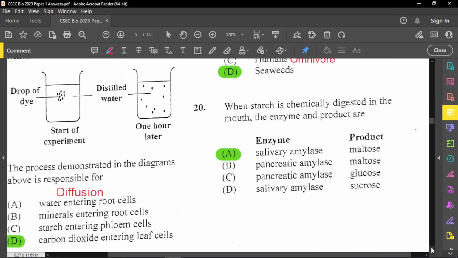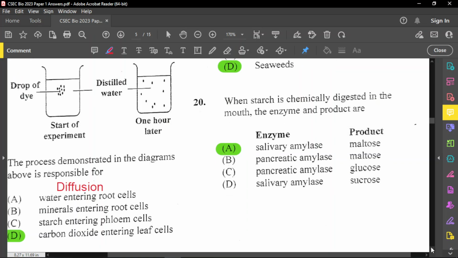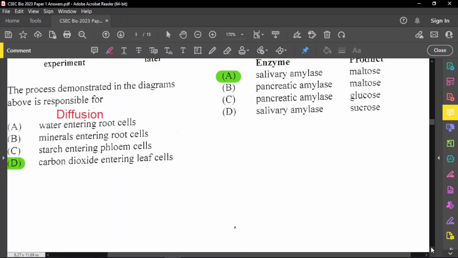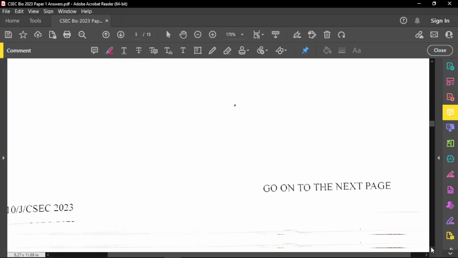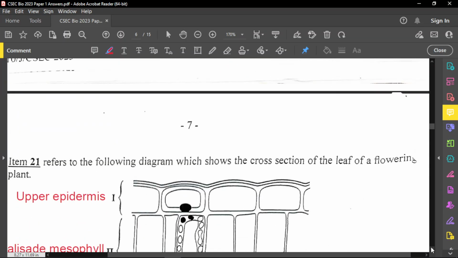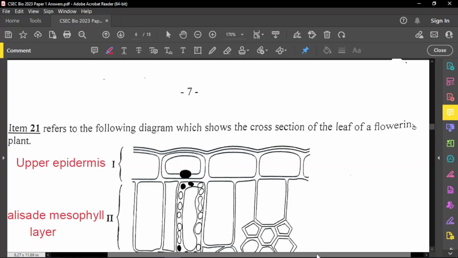All right, question number 20. It says, when starch is chemically digested in the mouth, the enzyme and product are, and so the enzyme, as you know, is salivary amylase and the product is maltose, right? I have done a little short video on that one to talk about the digestion of starch, and I also explained that. So if you have missed it, you can make a quick check on it.